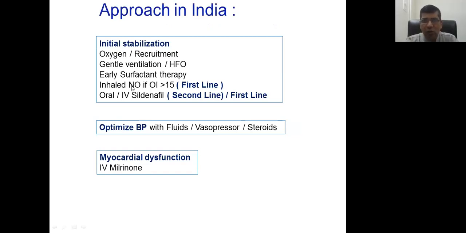So what did this case teach you? This case taught me initial stabilization and optimization of the blood pressure. But in cases of myocardial dysfunction, you can use milrinone. That's the approach by functional echo you could document in these babies. That is about the role of milrinone.